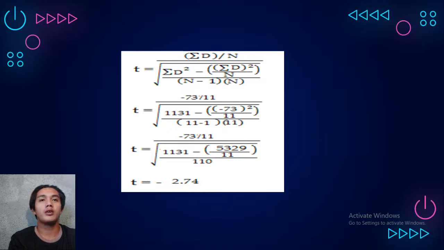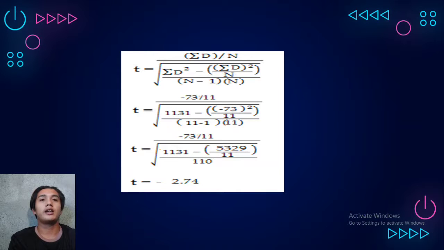All over the square root of summation of D squared is the total of X minus Y squared kanina. Ang total natin kanina dun is 1,131 minus the quantity of summation of D. Ang summation of D natin is negative 73. Then, i-squared lang natin siya sa labas, all over N. Ang N natin is 11. Then, all over ulit, N minus 1 is 11 minus 1 times N, which is 11.